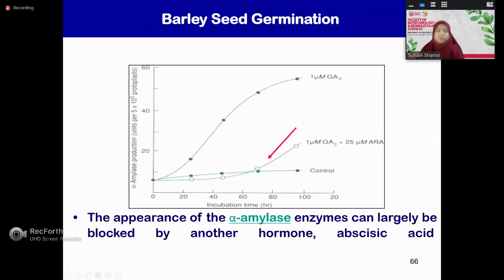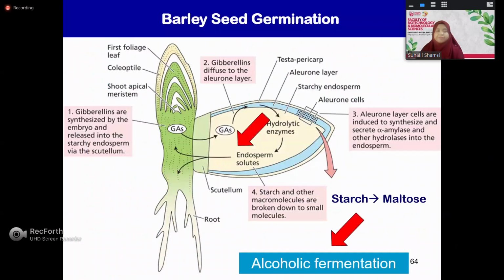So we go back to the previous figure here, all right? You can see gibberellic acid is synthesized by the embryo, and then it acts on the aleurone cells in the aleurone layer to do what we call gene expression, increased gene expression of MYB, to encode for more alpha amylase enzyme. And the alpha amylase enzyme produced by the aleurone layer would then be transported back into the endosperm, all right?